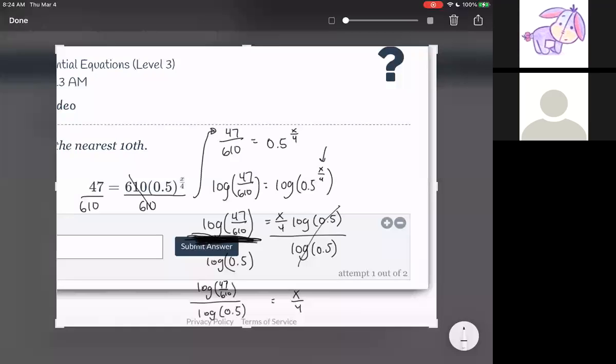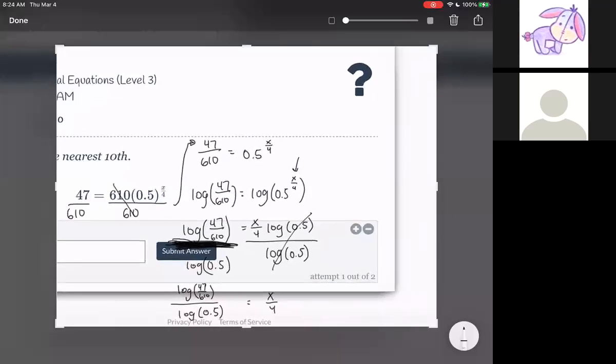Okay. And so from here, we're almost done. Let me give some space. So this is x divided by 4. So how do you get rid of dividing? You do the opposite of dividing, which is multiplying. So I'm going to multiply by 4 on both sides. Those cancel out. So then we get 4 log 47 over 610 divided by log 0.5 equals x.